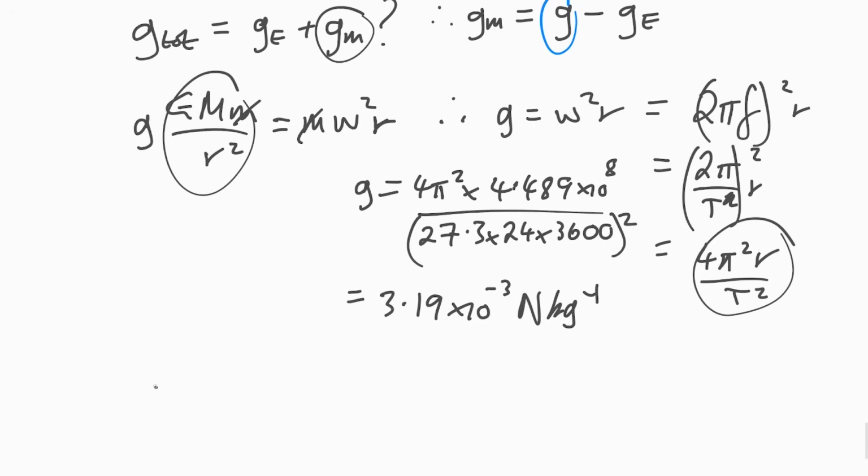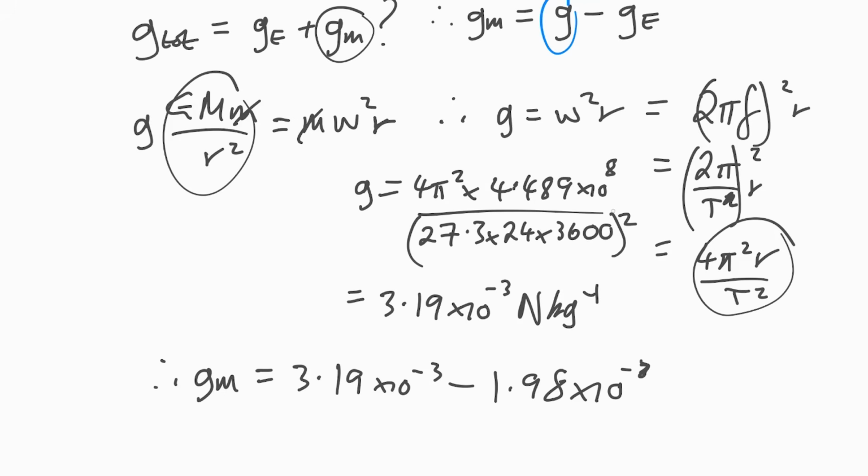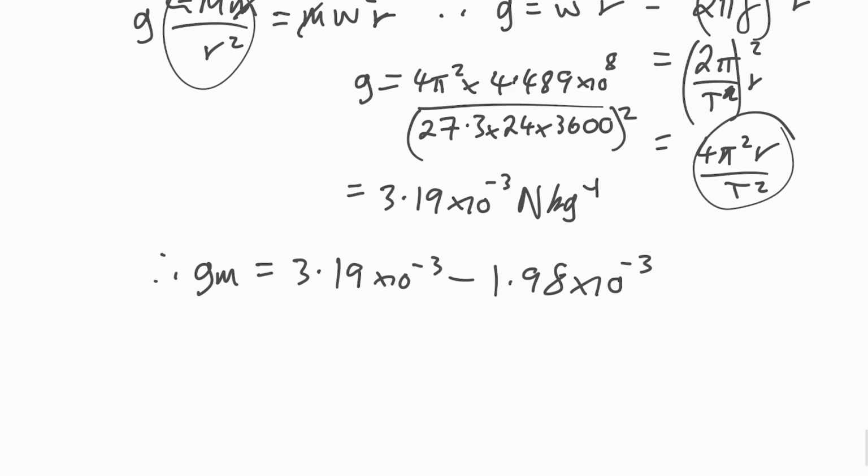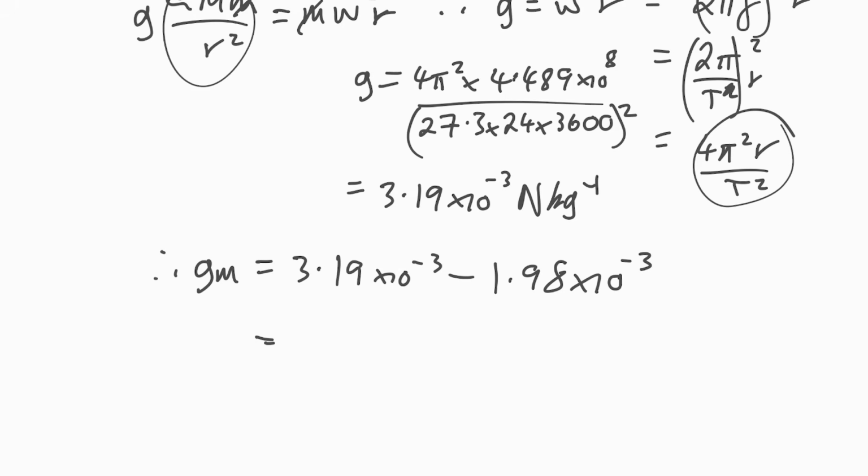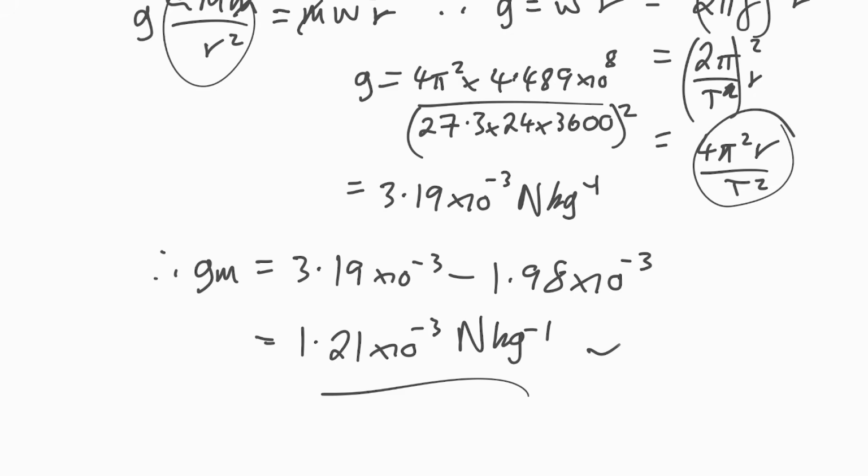Okay, so therefore GM is just going to be this, take away, the other one's really small as well, fine. The gravitational field strength due to the Earth, that wasn't a good 3. So can I do that in my head? Yes, I think I can. That's going to be 1.21 times 10 to the minus 3 newtons per kilogram.